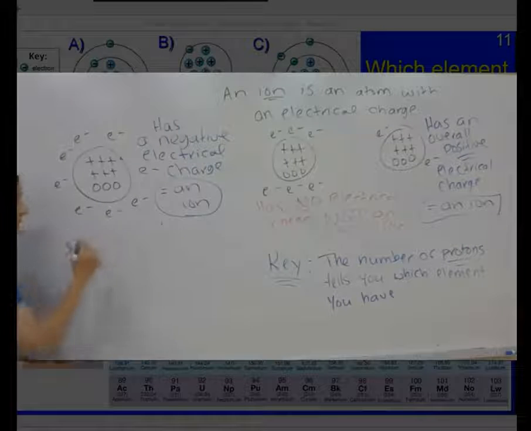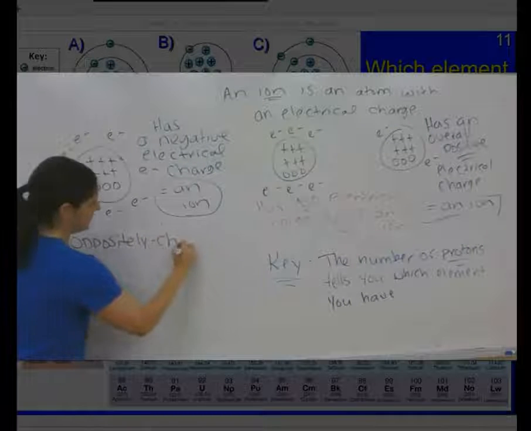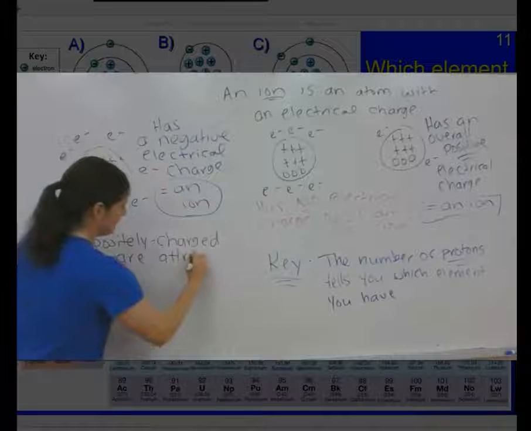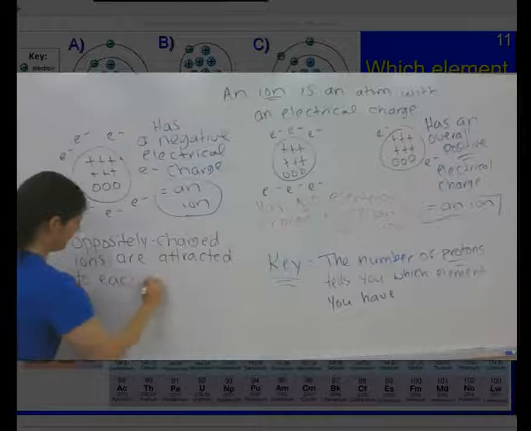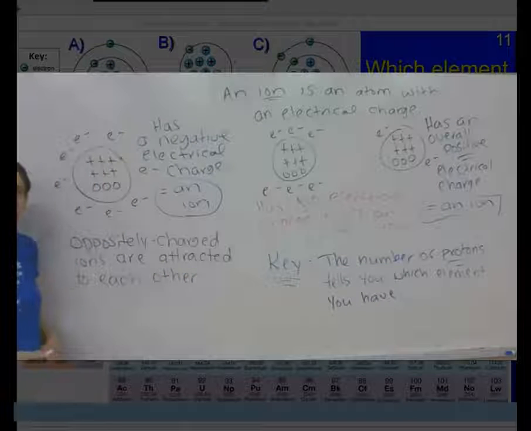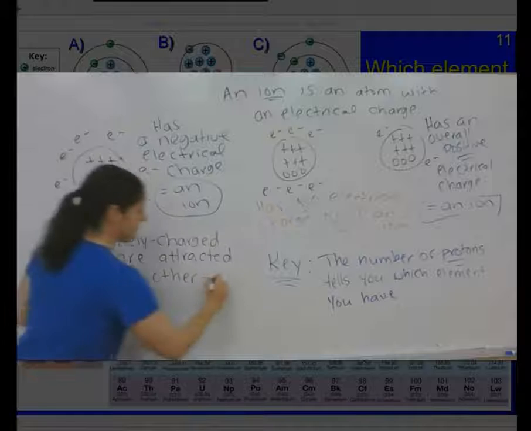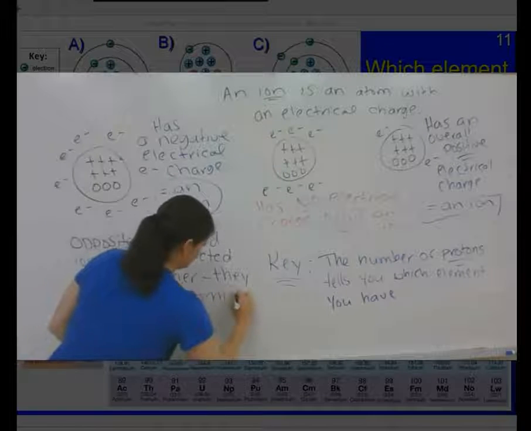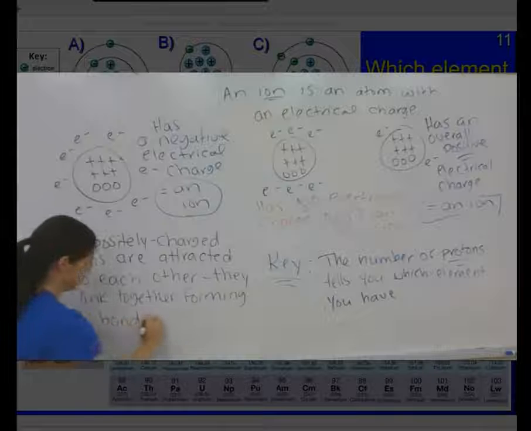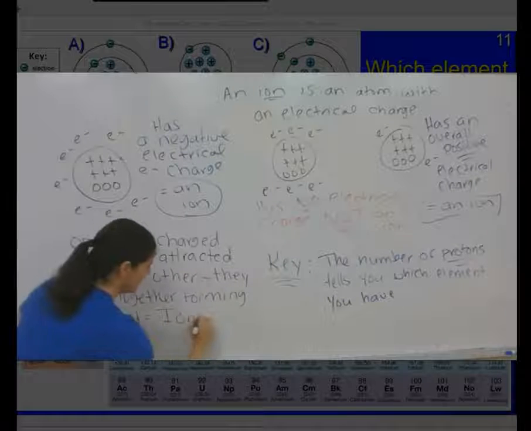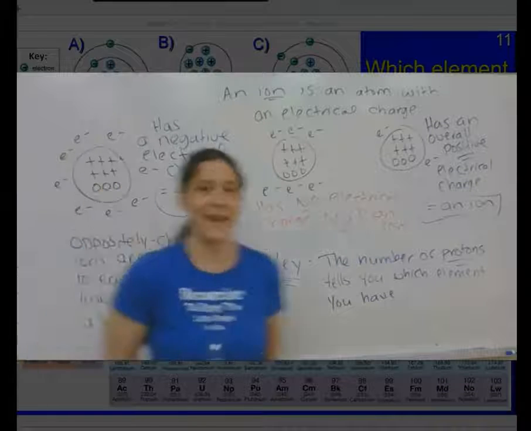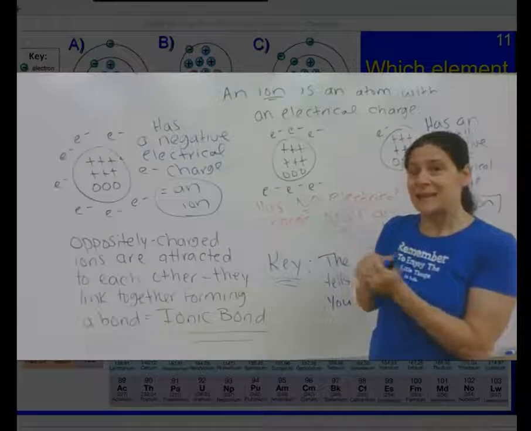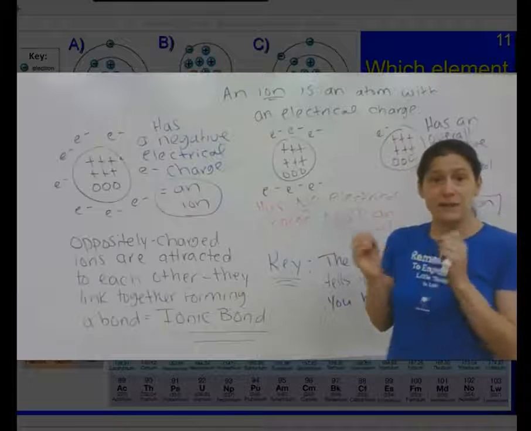So something about oppositely charged ions. Oppositely charged ions are attracted to each other. They link together, forming a bond. And specifically, we call it an ionic bond. So an ionic bond is a bond between oppositely charged ions. And that's what causes minerals to link together. So we need to make sure we have oppositely charged ions.